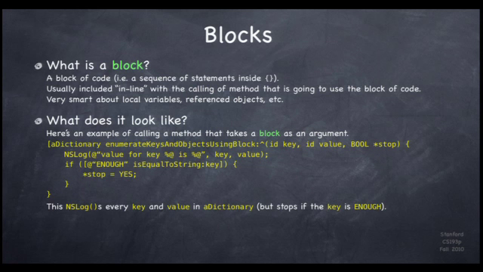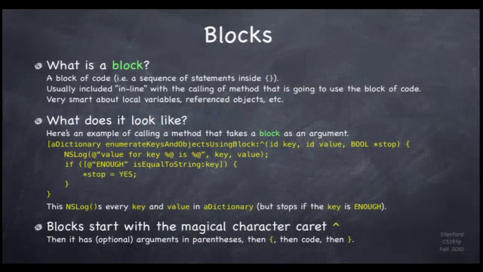Why didn't it stop the enumeration? That's just how this method, enumerate keys and objects using block, defines the use of its block, right? It passes you this pointer to Boolean, and it just says, if you want to stop me executing this block, dereference this stop thing and make it yes. So that's just how it defines it, okay? It could have other ways of doing that, but that's the way it decides to do it, okay?